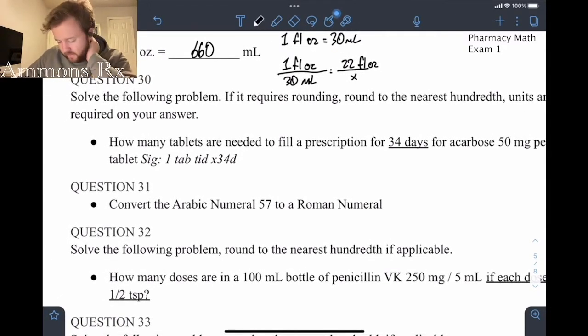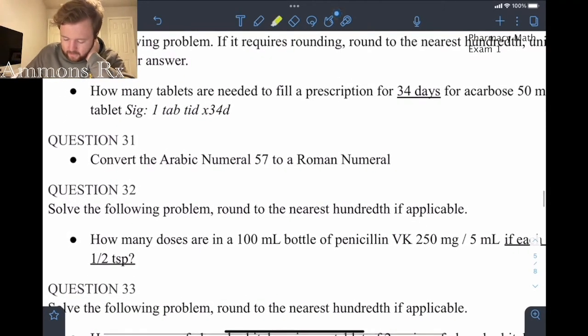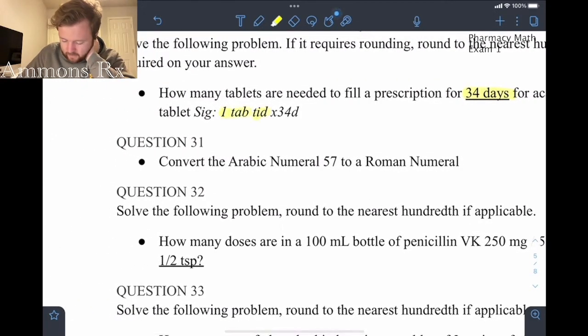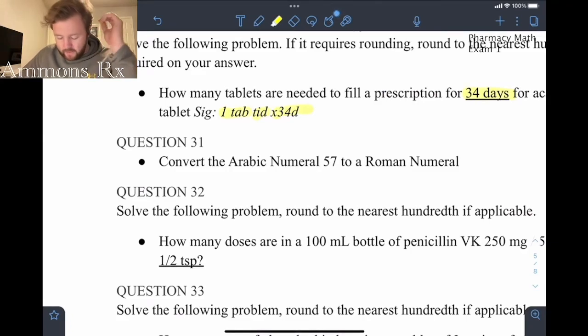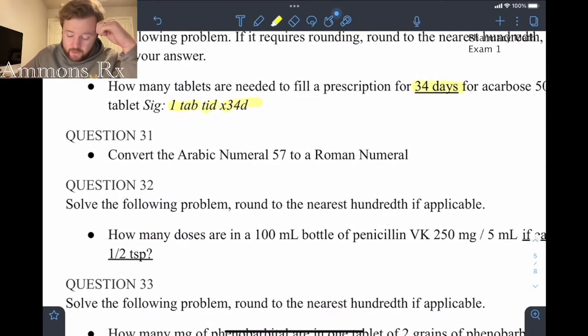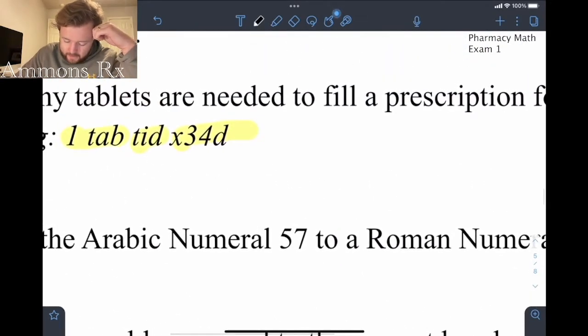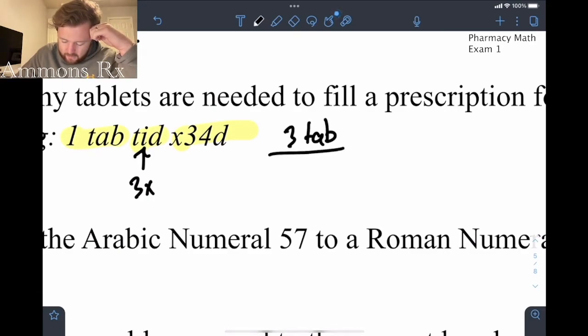How many tablets are needed to fill this for that many days? 34 days. 1 tab, 3 times a day for 34 days. So once again, the first thing you need to do is look at how many they take in a day. TID, 3 times. So that means that they take 3 tabs in 1 day.